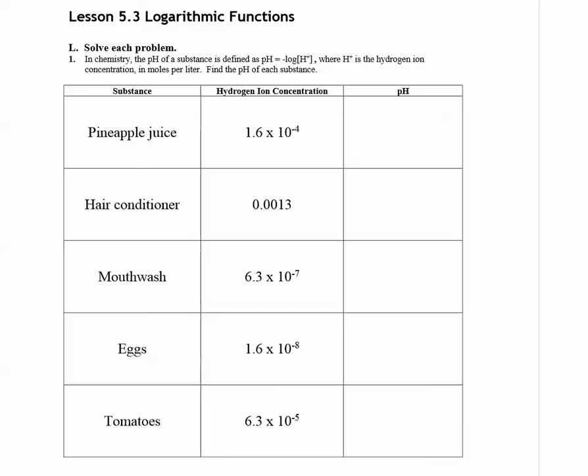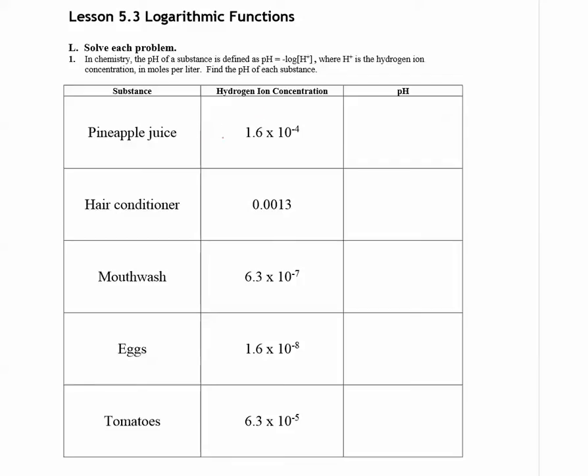Here we're going to look at some applications of logarithmic functions. One application is regarding pH of a substance. In chemistry, pH is defined as pH is negative log of H plus, where H plus is the hydrogen ion concentration in moles per liter. So let's find the pH of each substance given the hydrogen ion concentration.